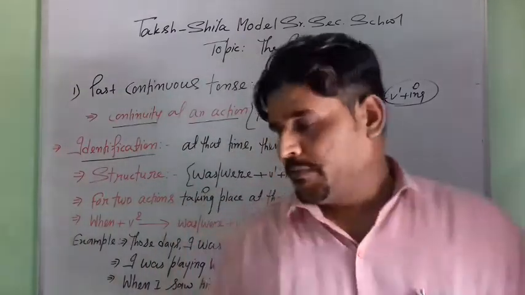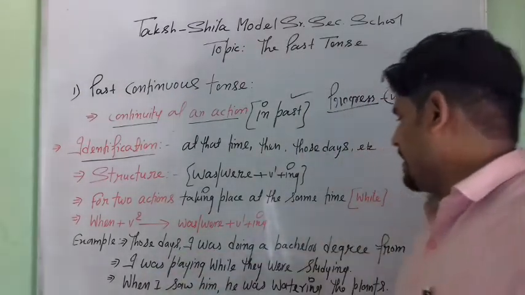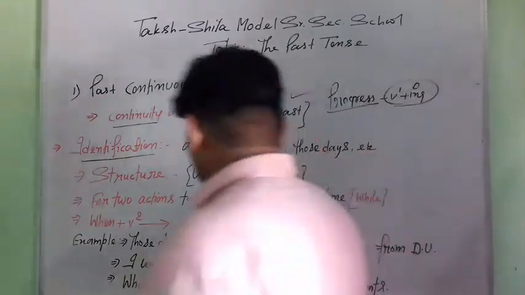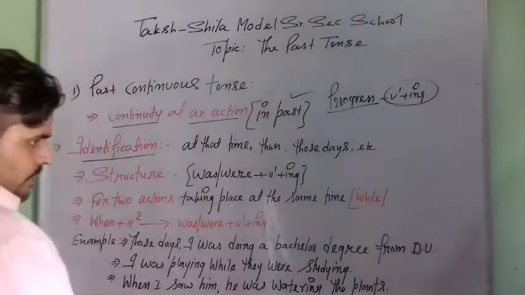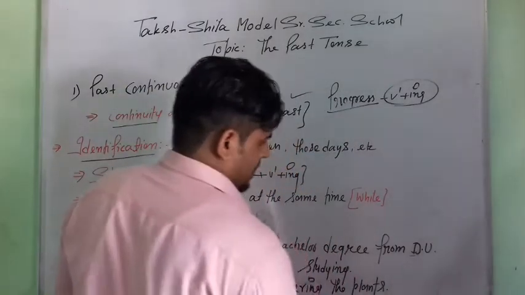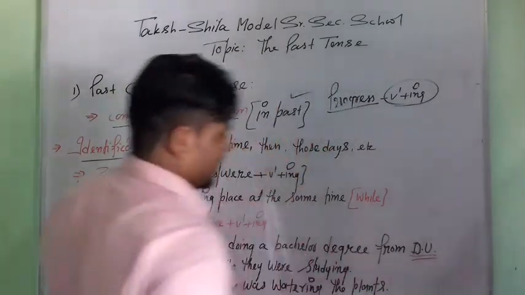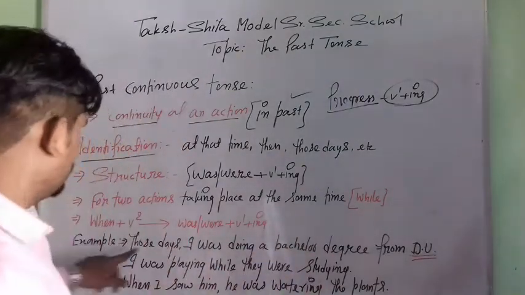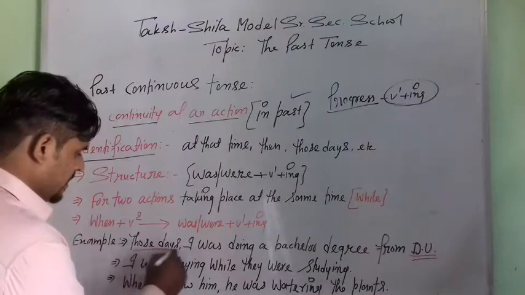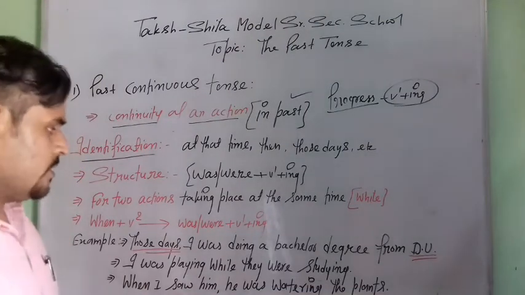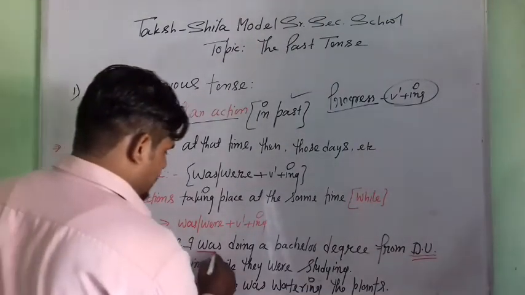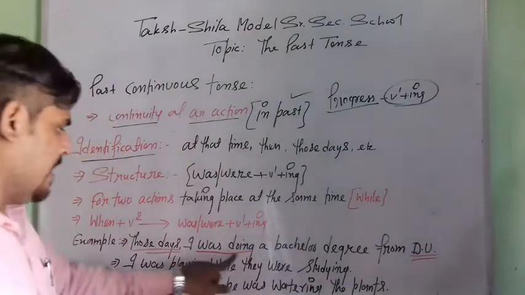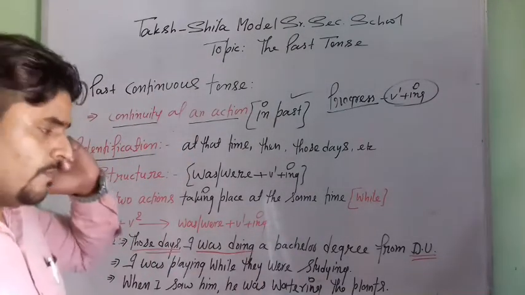So our first example for this tense is, those days I was doing a bachelor degree from DU. Students, DU here means Delhi University. Is that clear? This is the abbreviation for Delhi University, DU. So those days I was doing what? I was doing, this is the past continuous tense helping verb and this is the verb, means ing form of the verb.